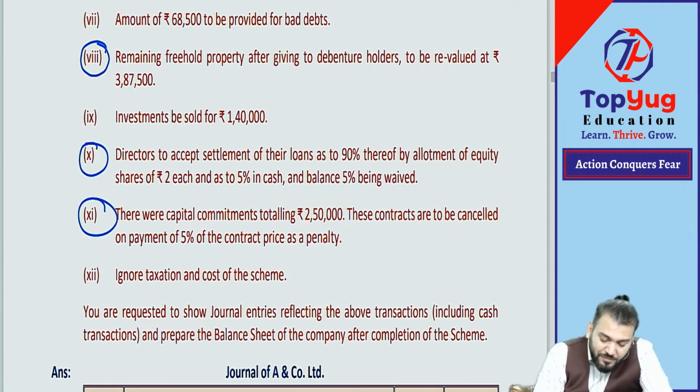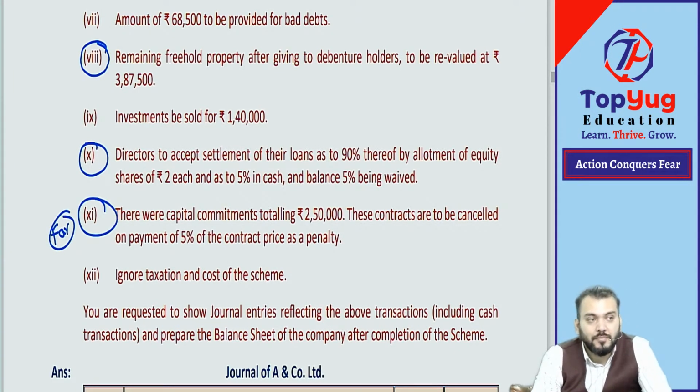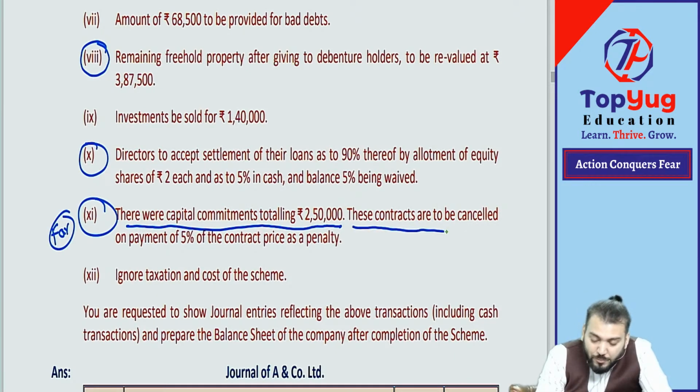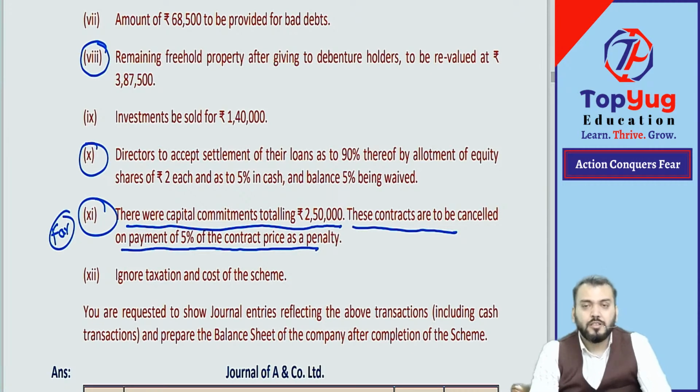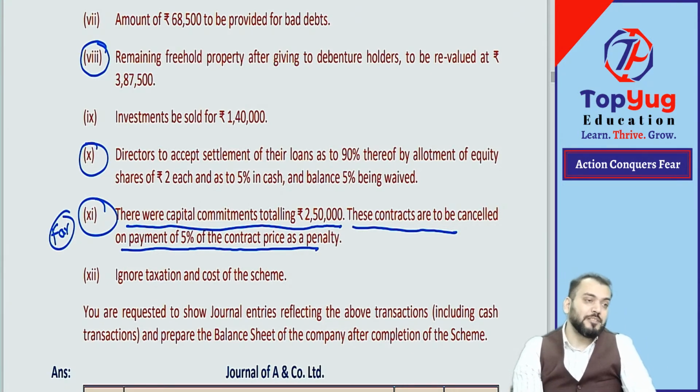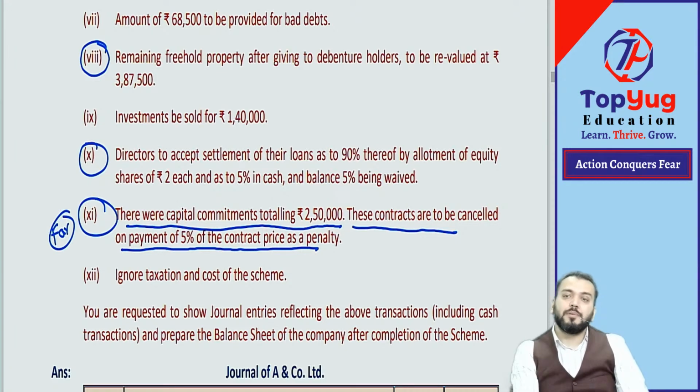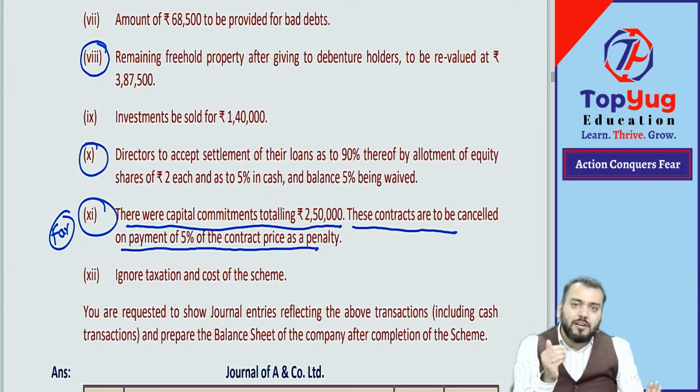Point number 9, once again a favorite point. Normally this point will also be in your exam question. There were capital commitments totaling rupees 2,50,000. These contracts are to be cancelled on payment of 5% of contract price as a penalty. Now first I need to explain what is capital commitment. Any contractual commitment which is not recorded, that is known as capital commitment.